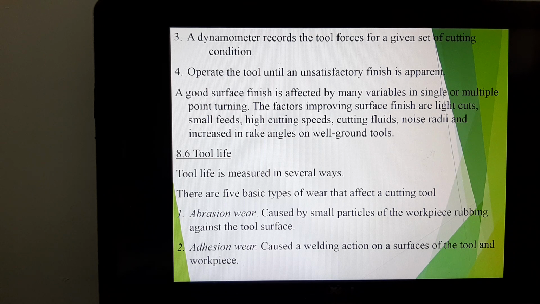Number 2, adhesion wear. What causes adhesion wear? Adhesion wear is caused by a welding action between the surface of the tool and the workpiece. If you remember, we spoke about built-up edge chips. Remember when I told you that when you're machining an overly ductile material, there are times when the chip has the tendency to weld against the tool. When this phenomenon occurs, the tool cannot be used anymore. The moment the chip welds against the tool, it is considered damaged. You cannot use it. So we consider this an adhesion wear. Adhesive, dia melekat.